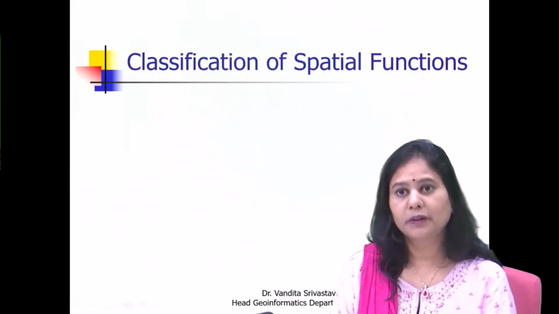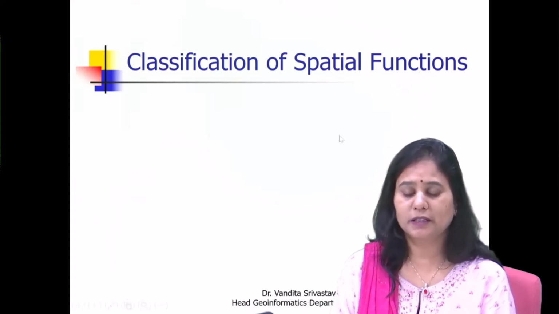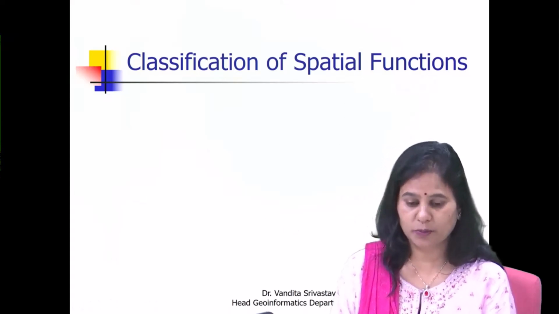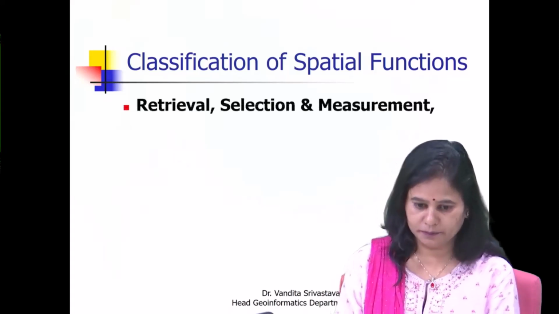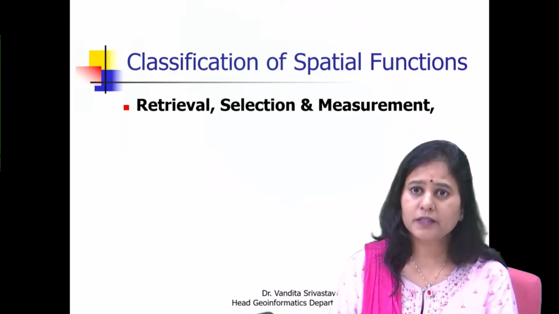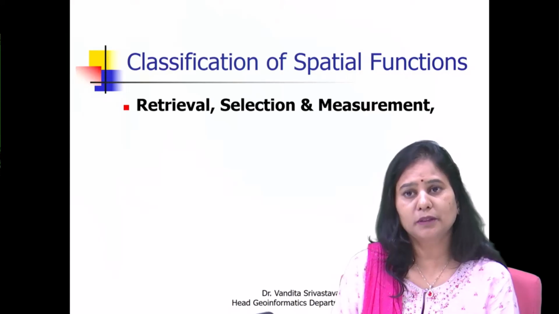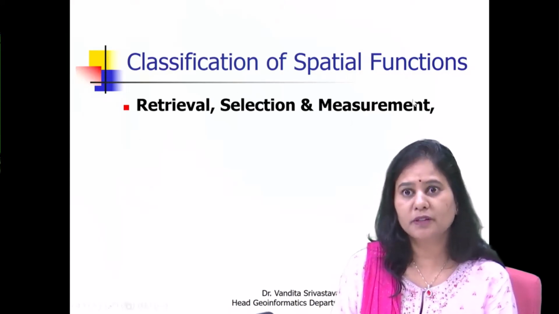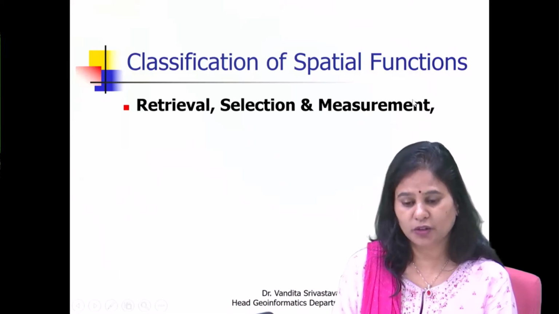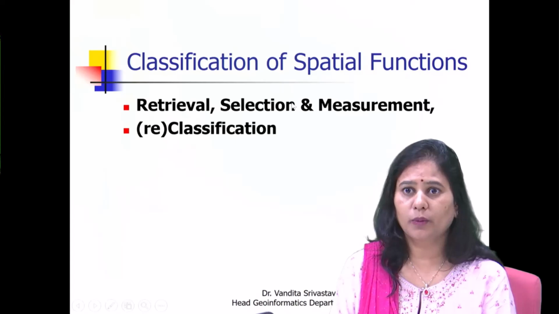And now I'll also tell you what are the functionalities present in any GIS software for carrying out spatial analysis. They are categorized into 4 categories. The first one is simple operations such as retrieval and measurement, selection procedures. So retrieval, selection and measurement formulate the first category of spatial functions, wherein manipulation is not required.